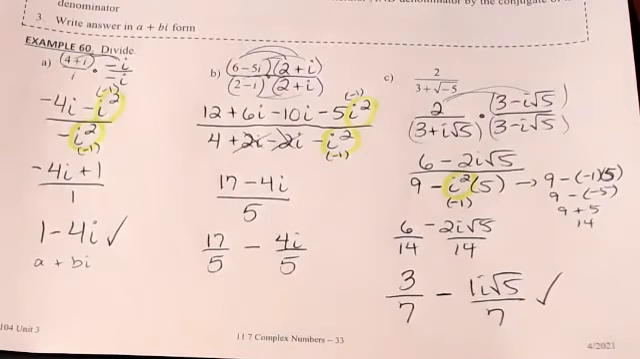You could just write 3/7 minus i squared to 5/7. But you've got to split it up. It must be in a plus bi form. Get used to splitting it up. Awesome.